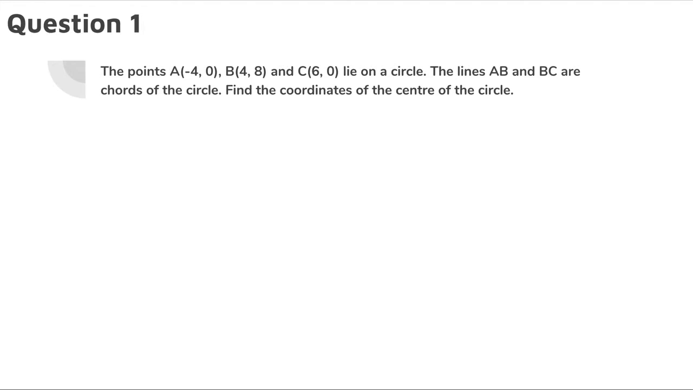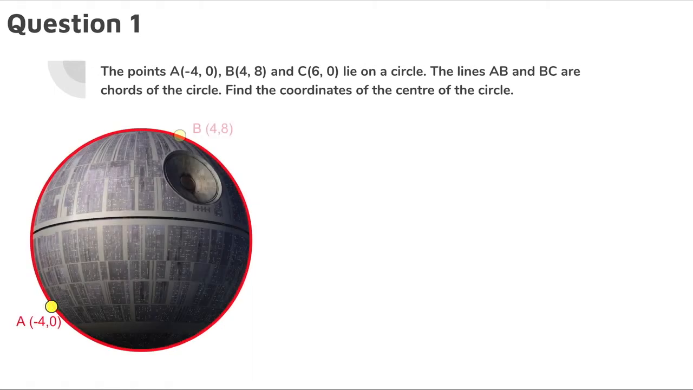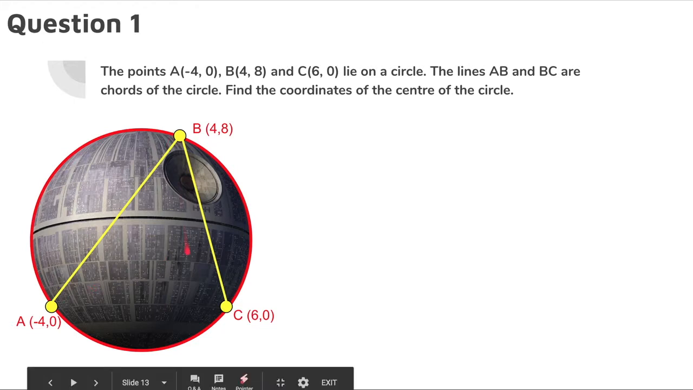Okay, the first thing I would do is sketch the circle. Always, alright? Roughly where the points are, and draw the 2 chords that it gives you. Now to find the coordinates of the center of the circle, you need to find the perpendicular bisector of these 2 chords. Alright, and where those 2 perpendicular lines meet is where the center of the circle is going to be.